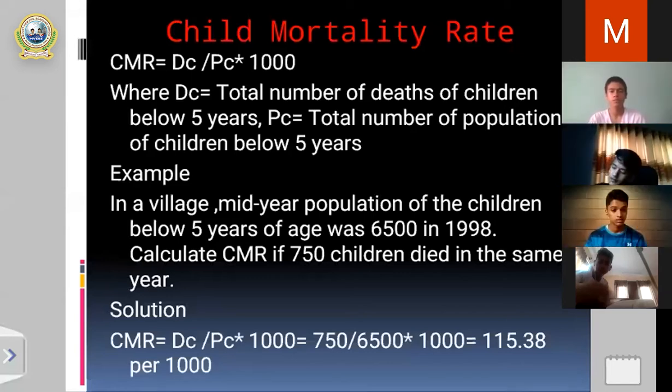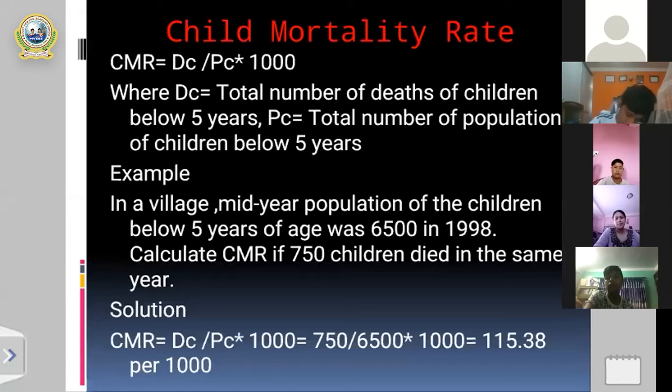Example, suppose in a village or in a town, you can imagine, no problem. In a village or town, the median population of children below 5 years of age was 6,500 in 1998. Now calculate CMR if 750 children died in the same year.